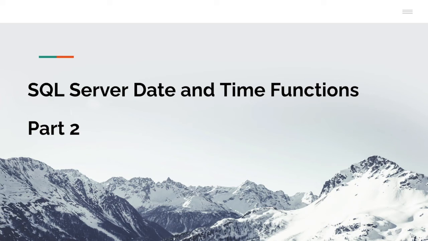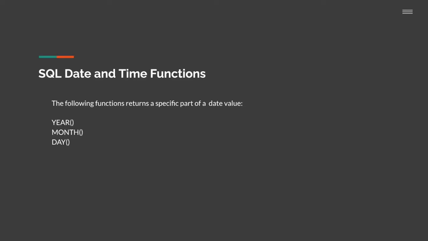Let's take a look at some additional date and time functions that are available in Microsoft SQL Server. Microsoft SQL Server provides us with some functions that would allow for us to return a specific part of a date. These functions are the year function, the month function, and the day function. All of these functions take one input, and that would be a specific date value.